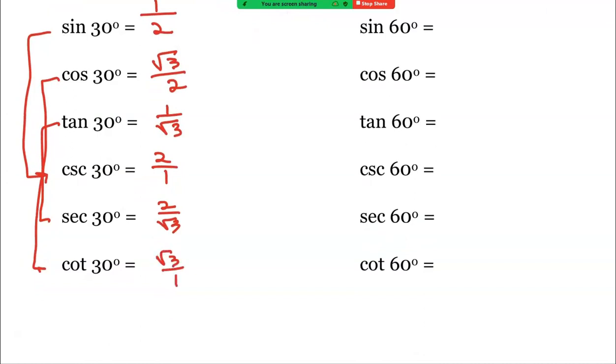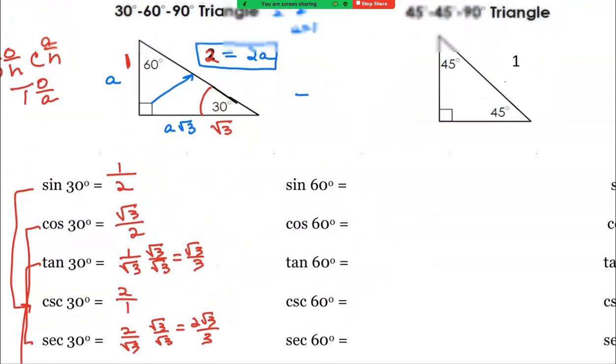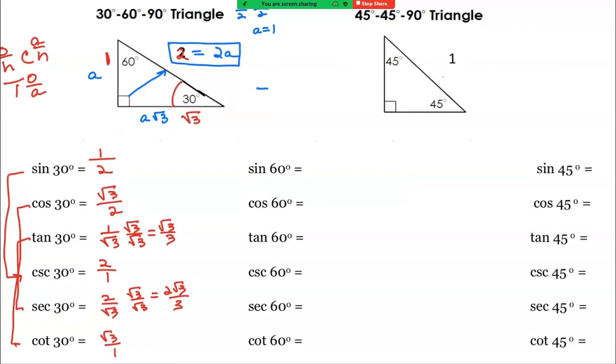At this point, look and see where you have to rationalize. So I have a root 3 down in the denominator here. I'm going to rationalize it. Rationalizing should be the last step. I have a root 3 down here as well. Okay, I'm done. I now have all of my trig functions, and they're all rationalized as needed.